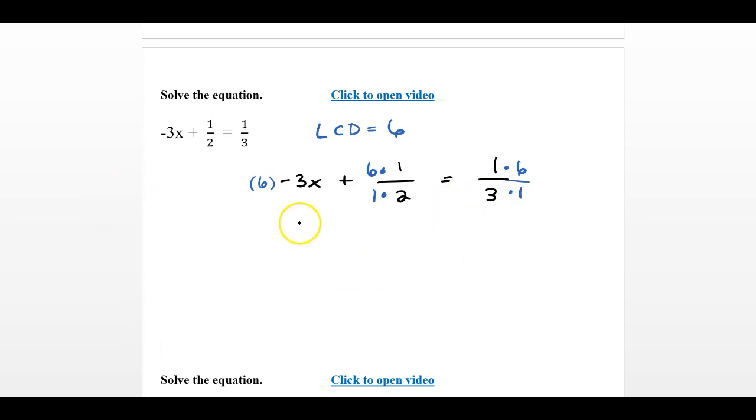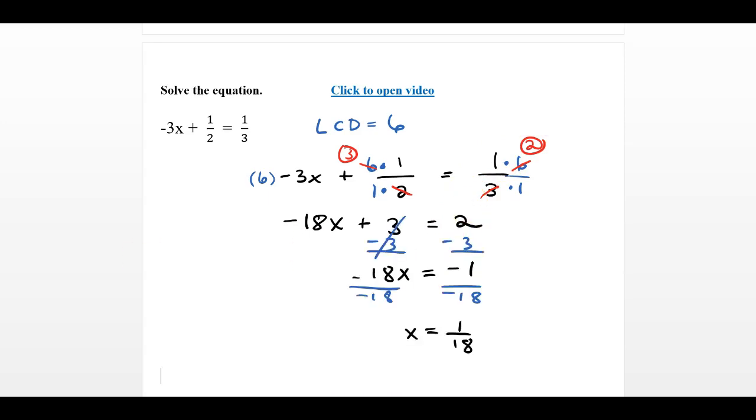From here, you should have ended up with a negative 18x plus 2 divides into 6 3 times evenly, therefore that leaves you with 3 equals 3 divides into 6 2 times evenly, and of course 2 times 1 is 2. So solving the equation from here is very easy. So your last two steps, subtracting 3 from both sides and then dividing by a negative 18, your final result should be x equals a positive 1/18.